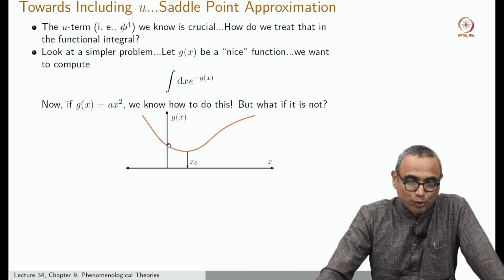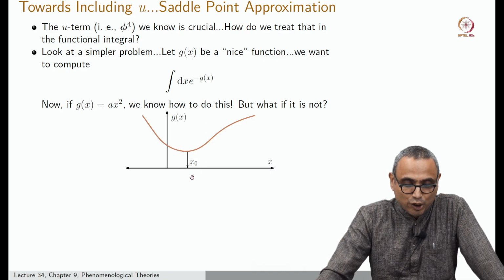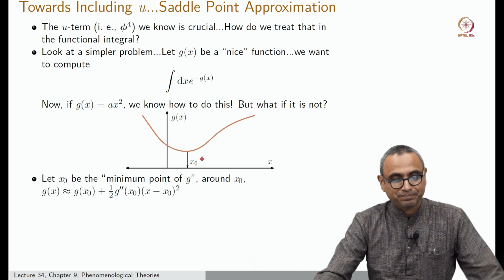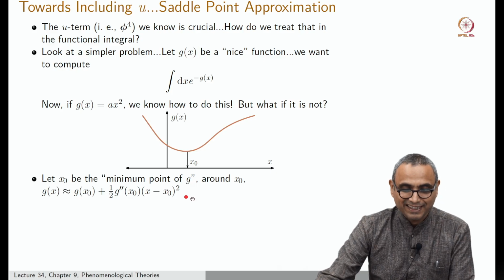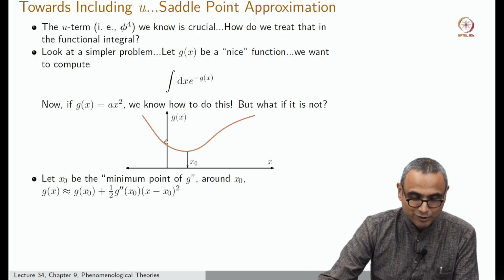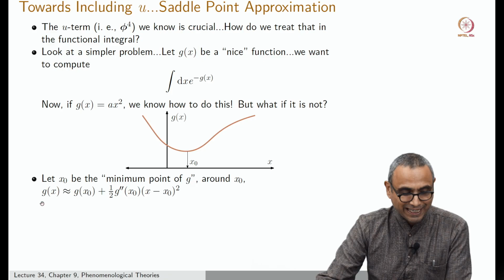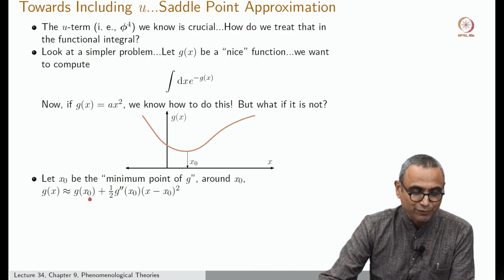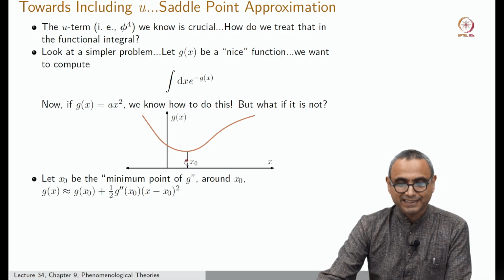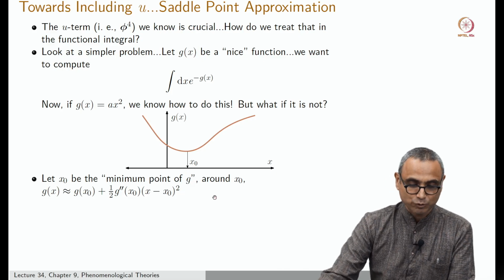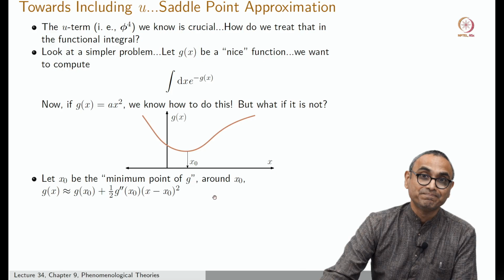So first, you take this function and look for where it attains the minimum. Let's say that x naught is the point where it attains the minimum. So if x naught is the minimum point of G, around x naught it looks like this: G of x looks like G of x naught plus 1/2 second derivative of G at x naught times (x minus x naught) whole square. The first derivative of course vanishes. That's what gives you the fact that it's a minimum.